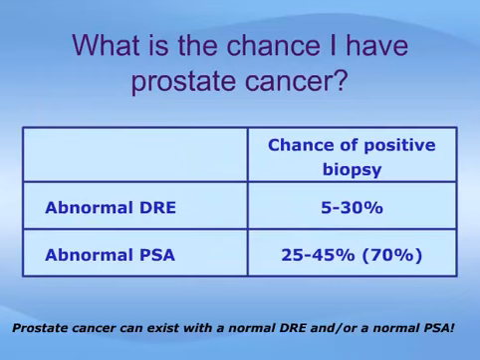Many men would like to know what the chances are that they have prostate cancer if their DRE or PSA are abnormal. Statistically, as you can see on this chart, there is still a greater chance that you will not have cancer even with an abnormal DRE or PSA. However, every individual's situation is different. It is also important to point out that prostate cancer can exist with a normal DRE or PSA. In fact, 70% of men diagnosed with prostate cancer today have a normal DRE.